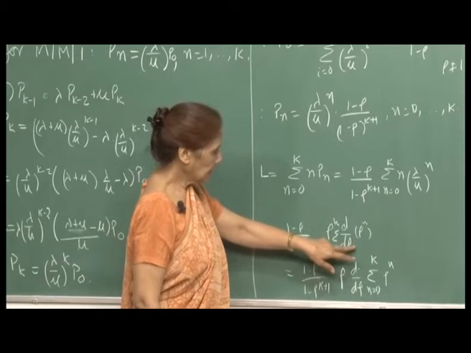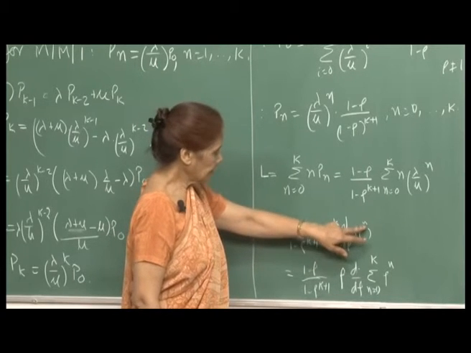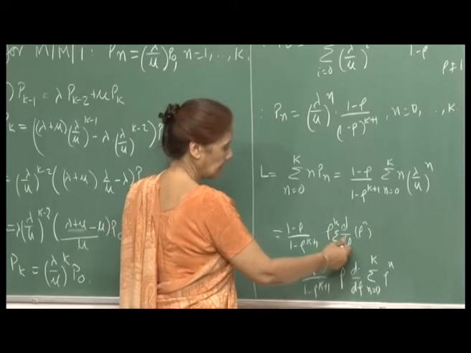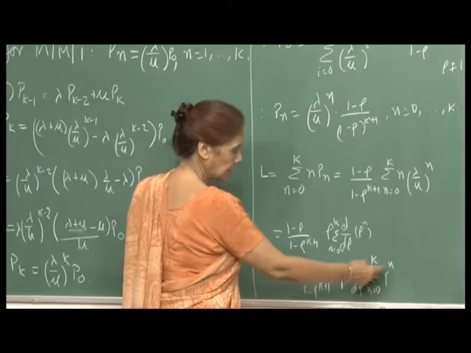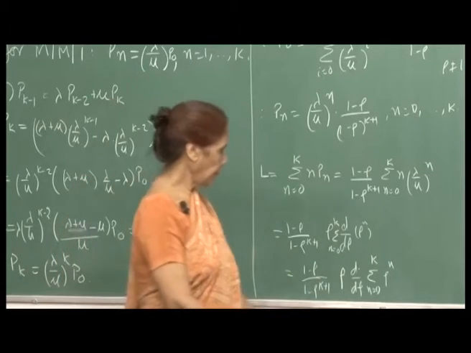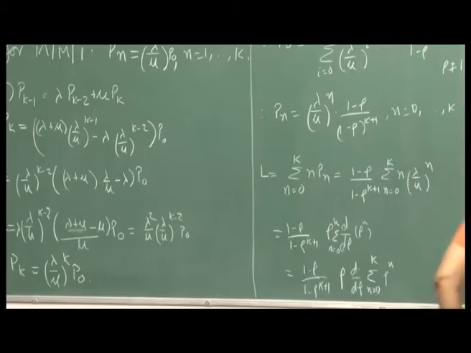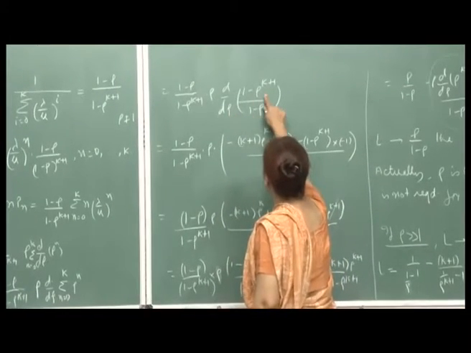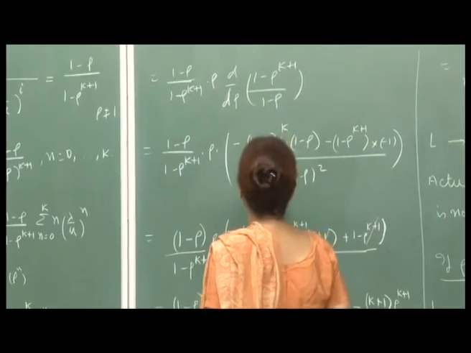rho times the derivative of rho raised to n. Since it is a finite series, I can interchange, so d by d rho goes outside the summation n varying from 0 to k of rho to the n, and that gives you again a geometric series, and the summation is this. So, the derivative d by d rho of (1 minus rho raised to k plus 1) upon (1 minus rho).